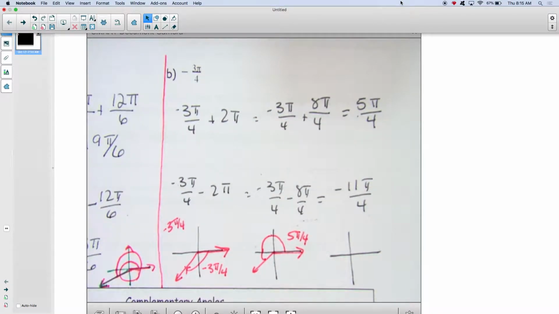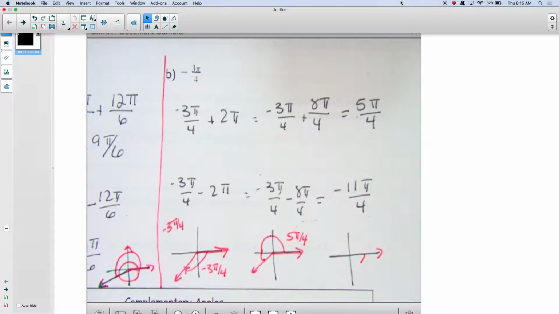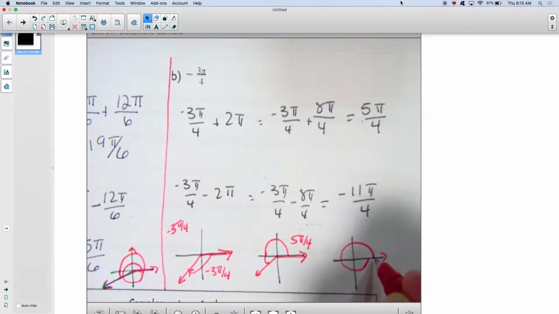And then negative 11 pi over 4, we're rotating this way. And 4 goes into 11 how many times? 2. So that's 2 3/4. So there's 2 right there, 3/4 right here.